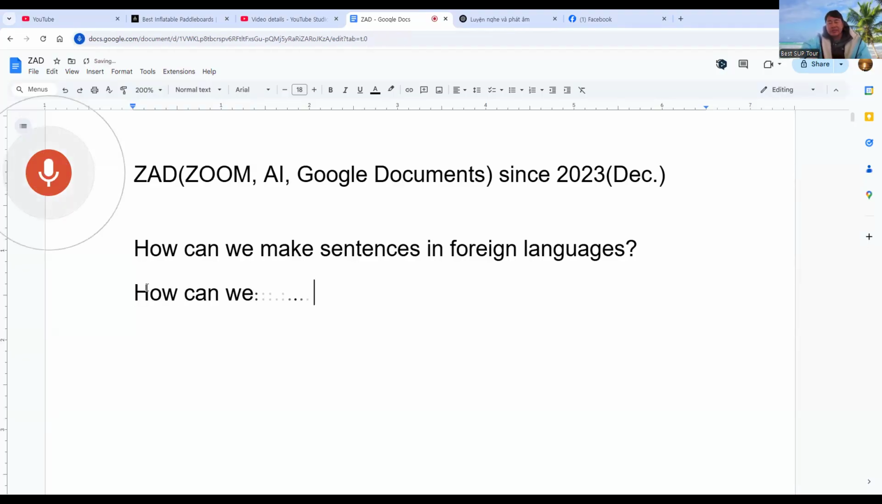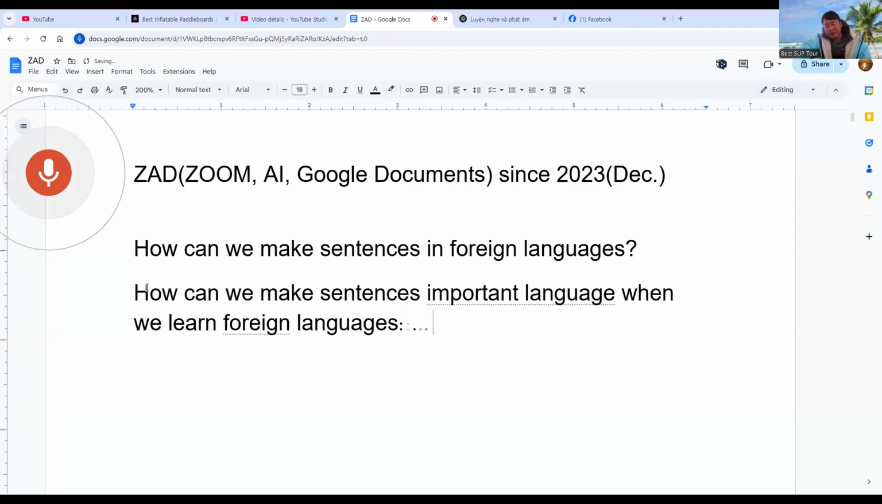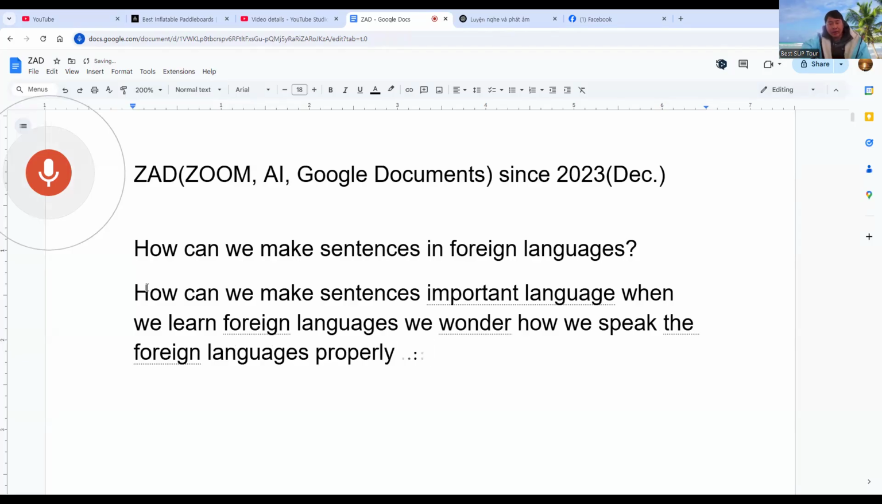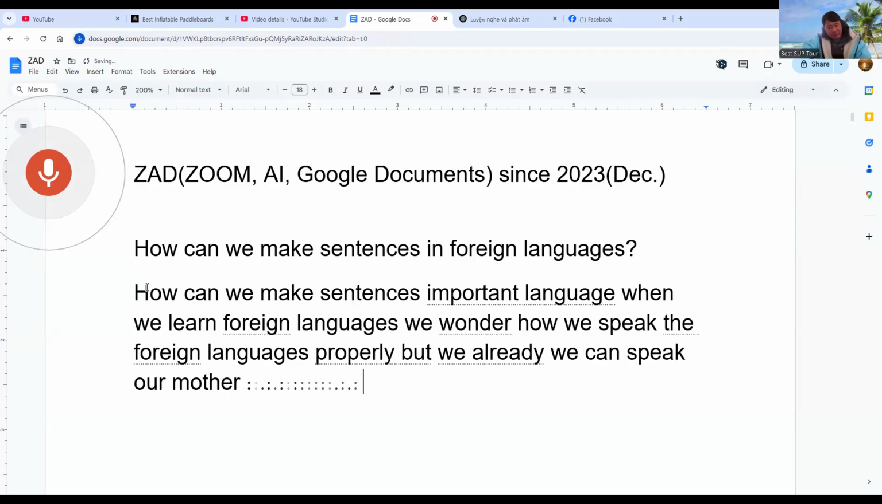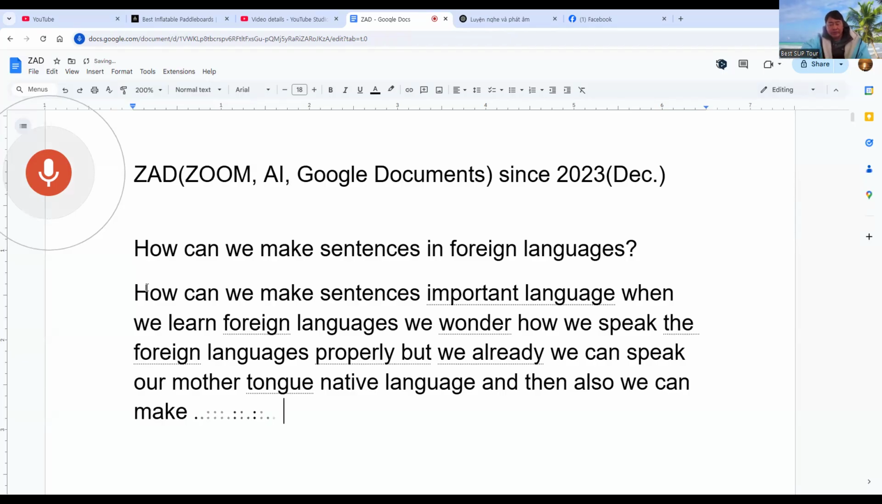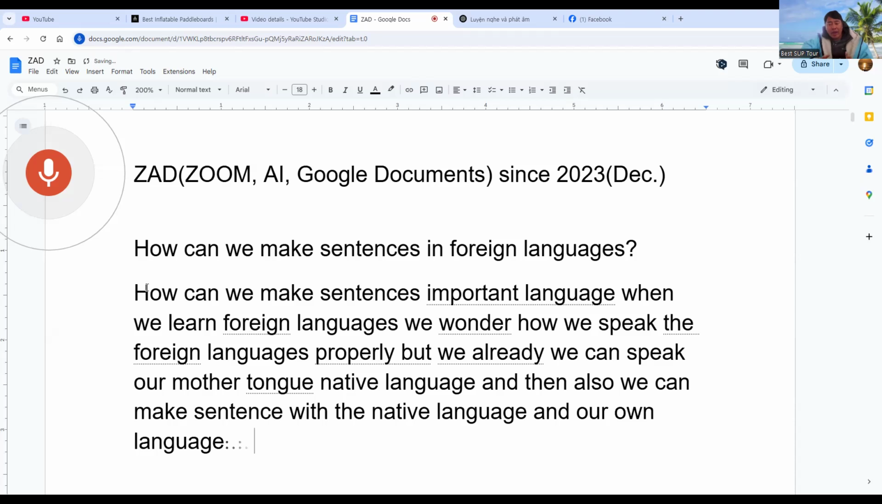How can we make sentences in foreign languages? When we learn foreign languages, we wonder how we can speak them properly. But we can speak our mother tongue, our native language, and we can make sentences in our native languages. So every person can make sentences in their own language.